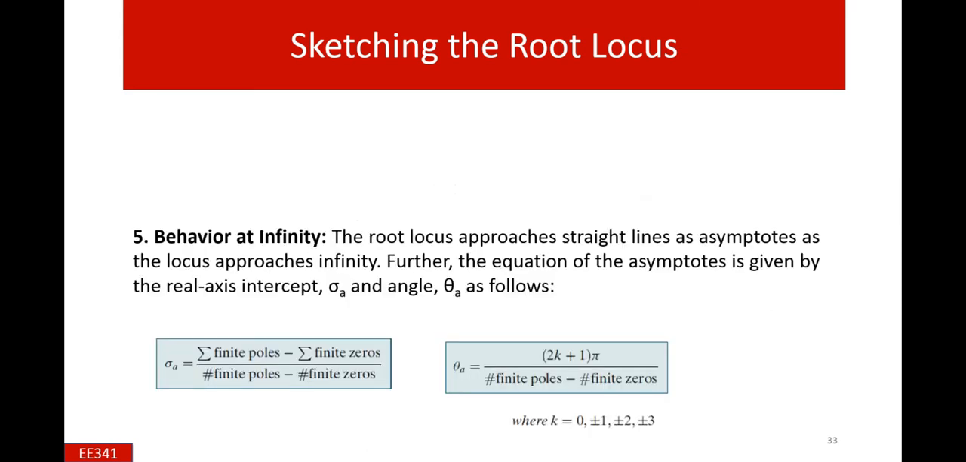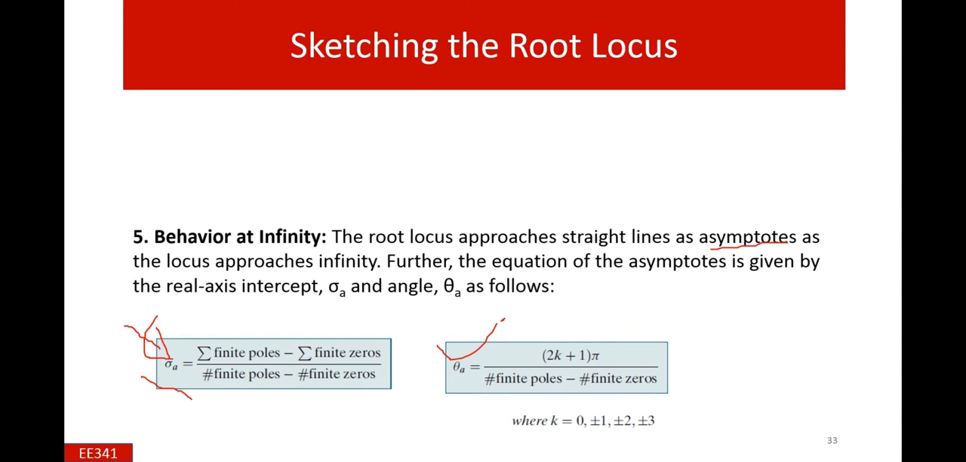We can understand the behavior at infinity by finding the centroid. If a branch is not ending at a zero and is ending at infinity, then it follows the asymptotic lines. This is the way to find the centroid and the angle of that centroid. And keep in mind, this is the basic definition.